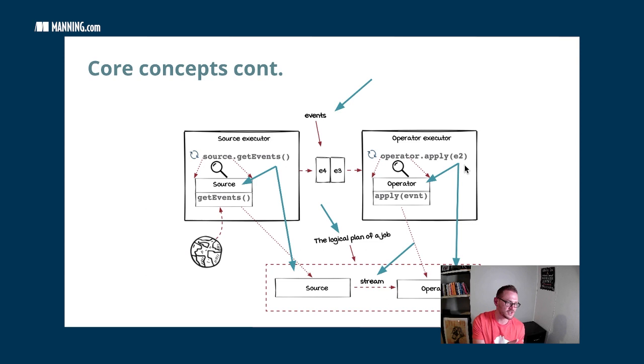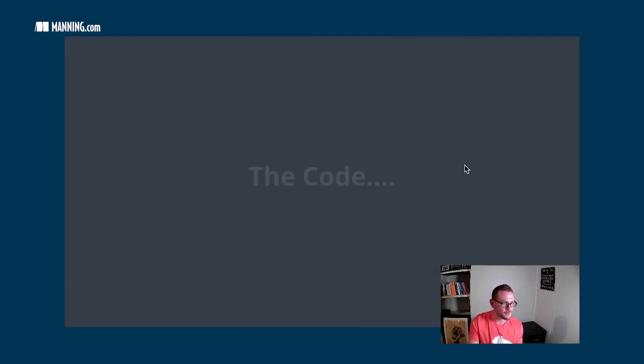And then again, we have our logical plan of the job. This just shows how data can logically flow from a source to an operator. And then the stream, again, is just the interconnection between the two. All right, let's get into the code.